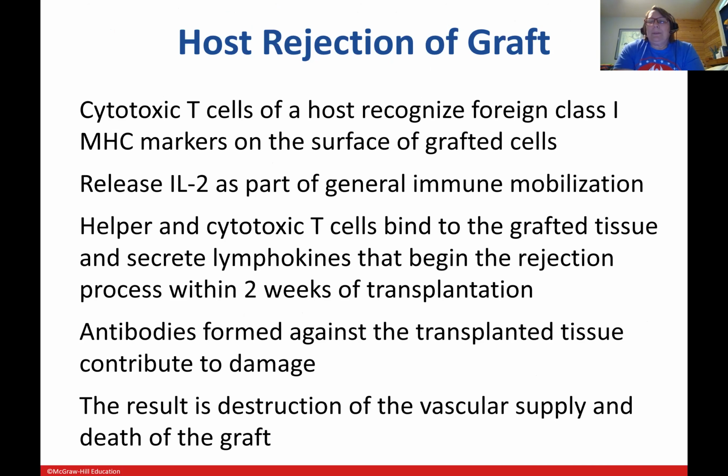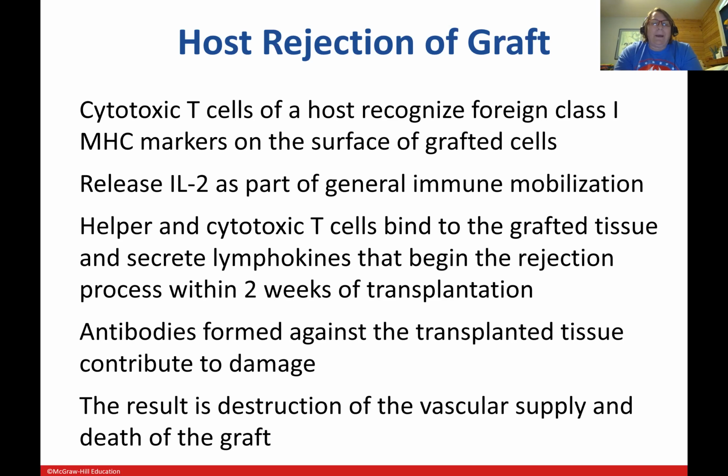So once those T cells recognize that foreign MHC class 1 marker, it's going to release IL-2 as part of a mobilization of the rest of the immune system. So we talked about cytokines being released, and one of the things that it does is it calls other immune cells to it. So those helper and cytotoxic T cells are going to bind to that grafted tissue and start secreting lymphokines that begin that rejection process. So basically, the more immune cells that come in and the more cytokines that are released, the stronger the reaction. And within a certain period of time, it's going to completely damage or destroy that organ.